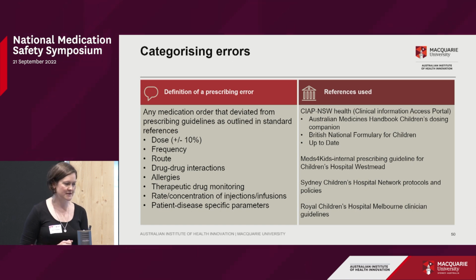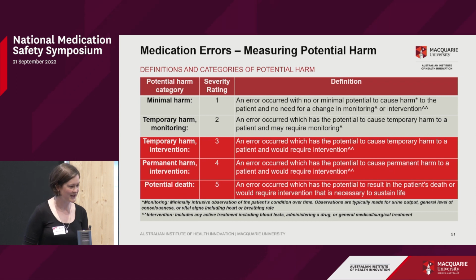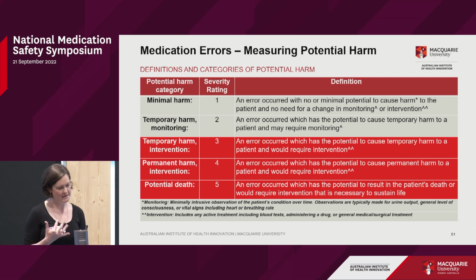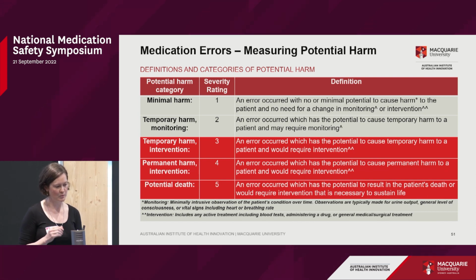So once an error was identified, we then went and classified the potential harm that that error may cause. So basically what we were looking at is if that error was to reach the patient, what would we expect to happen? And these range from minimal harm, so essentially we would expect nothing or very little to occur, temporary harm where we may require additional monitoring, through to more serious harm that would require clinical intervention and could result in either temporary or permanent harm to the patient.